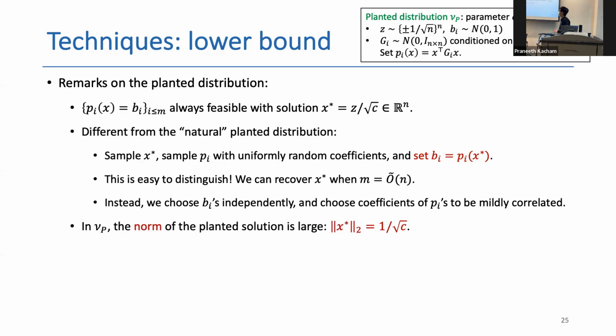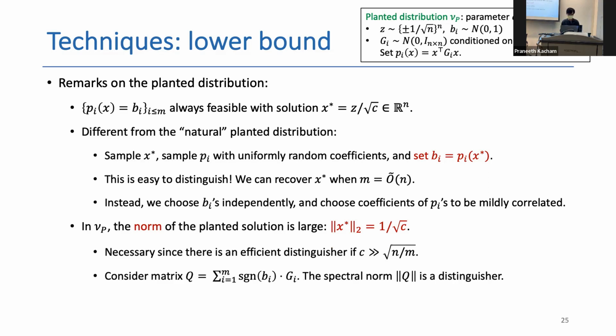Another remark is that the norm of the planted solution, which is this X star, is 1 over root C. And C, we set it to be some small number. This is actually necessary because there's an efficient distinguisher if C is too large. The distinguisher is the norm of this matrix. It's not too important, but basically all I want to say is that if C is too large, there is an easy distinguisher.